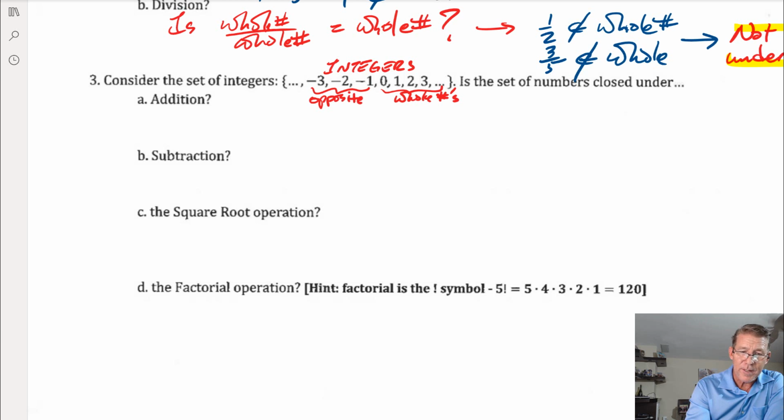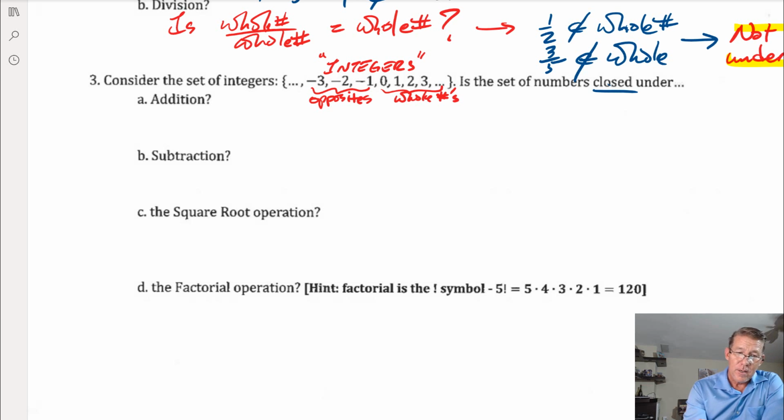Obviously, the opposite of 1 is -1. The opposite of 2 is -2. The opposite of 3 is -3. So we call the -1, -2, and -3 opposites of the whole numbers. When you put the whole numbers and the opposites of the whole numbers in the same set, you get something called the integers that you've seen since grade school. Now the question is, are they closed under addition, subtraction, the square root operation, and the factorial operation?